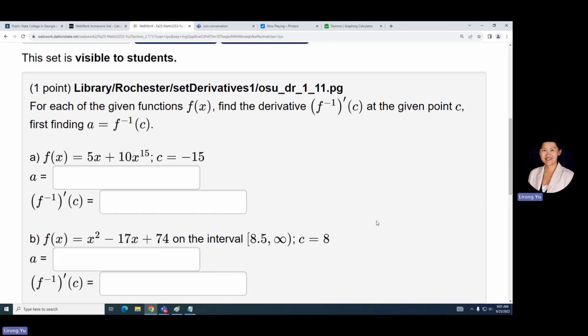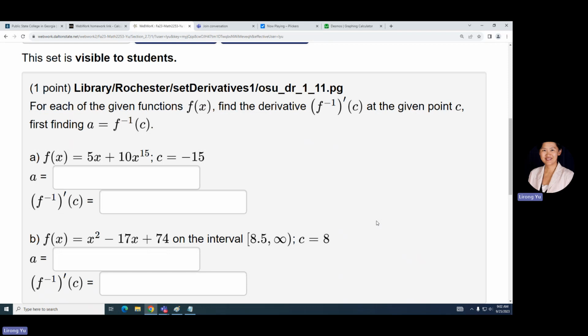First find A equal to F inverse of C. So C is the input for the inverse. C is also the input for the derivative of the inverse. So C must be an input to the inverse. Therefore, it's an output for the original. So C is actually a Y value that we're trying to find out. C is a Y value, A is an X value for the original.